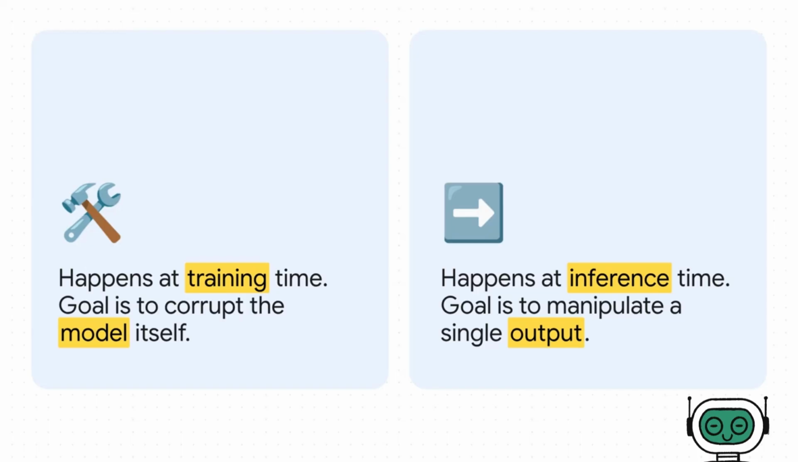its core. Now, it's really important not to confuse this with prompt injection. They sound similar, but they're completely different. Data poisoning happens at training time. Its goal is to corrupt the model itself. Prompt injection happens at inference time, when a user is interacting with the model, and its goal is just to manipulate one specific output. They target totally different stages of an AI's life cycle.